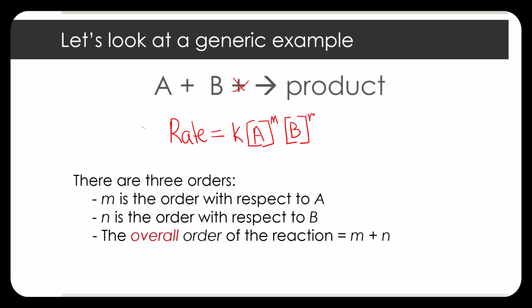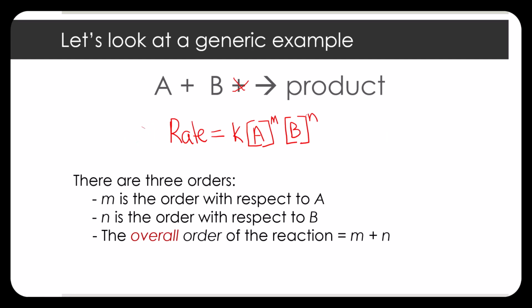m, n. All right, so this is the general rate law equation where m is the order with respect to A, so it could be 0, 1, 2. n is the order with respect to B, it could be 0, 1, 2. And each of those would be determined experimentally. We will also talk about the overall order of the reaction. The overall order of the reaction is simply the sum of the orders for each individual reactant. So in this case, m plus n.